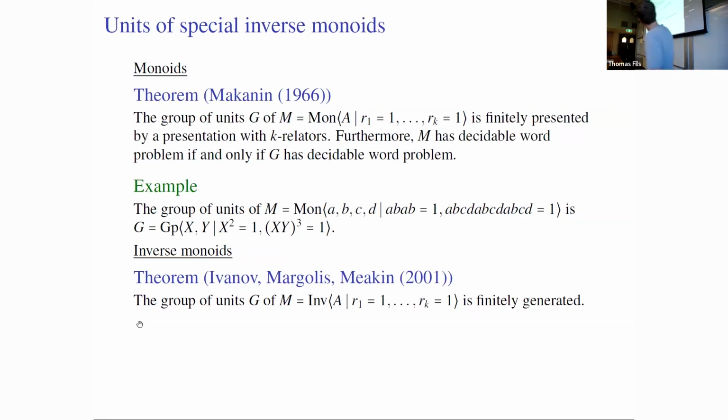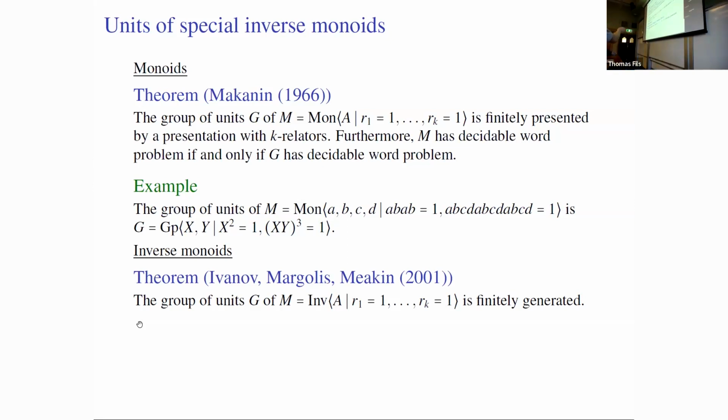So if we look at Adyan's result, Adyan's result was for special one-relator monoids. You can also, Mackinnon generalized this. So you can look at monoids defined by special presentations, R1 up to Rk. And Mackinnon showed that the group of units of this thing, so this group sitting inside, is finitely presented, and it's presented by a presentation with the same number of relations.